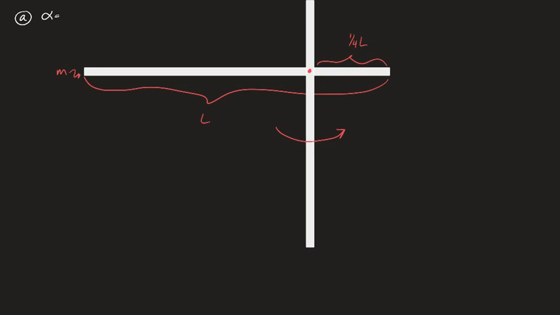So question B, I'd like to know the velocity of the bottom. How fast is the bottom of the meter stick traveling? V, the linear speed of the bottom of the meter stick. It's not a meter stick, but I'm using that as an example.